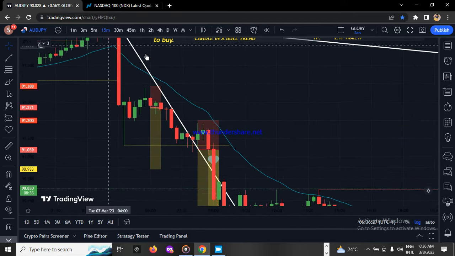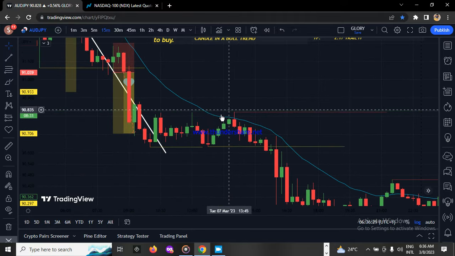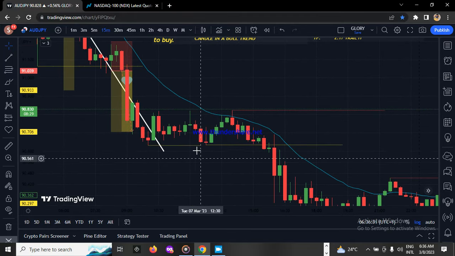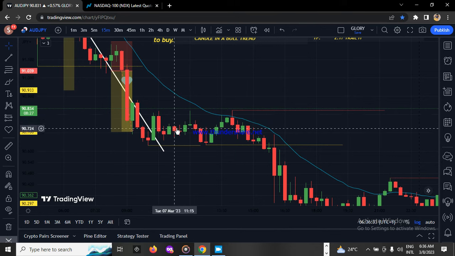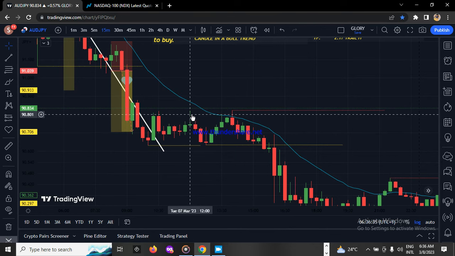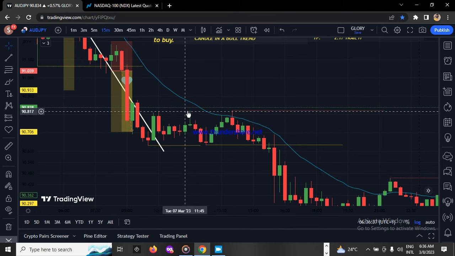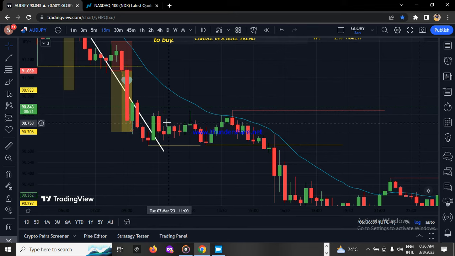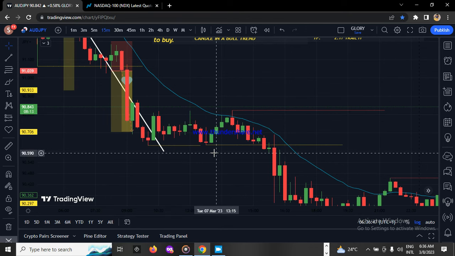A clear bear trend. Market trapped the early bulls who thought the market was reversing by this long wick candle that went above this high. But immediately the candle went above this high, it closed the long wick and started selling down again.